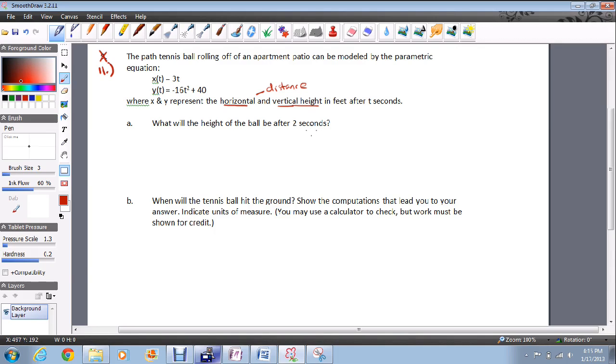Well, our y equation represents height, so I'm going to substitute the 2 into the y equation for t, because again, t is representing the amount of time in seconds, so it makes sense. So I'm going to write y equals negative 16 times 2 squared plus 40, equals, plug that in our calculator, we get negative 24 feet.